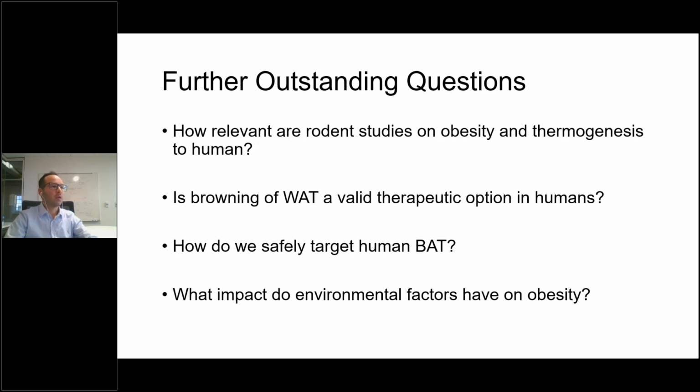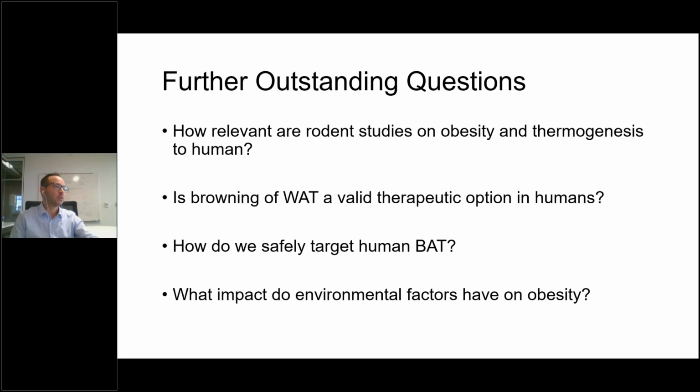Finally, is browning of white fat a valid therapeutic option in humans? What is this plasticity in humans? We know that we can get this interconversion between white fat and brown fat in rodents, but is this plasticity occurring in humans? And I think hopefully we'll be able to further understand that in the future.